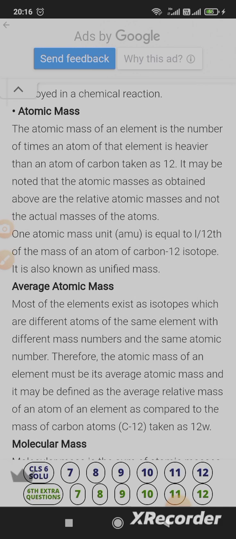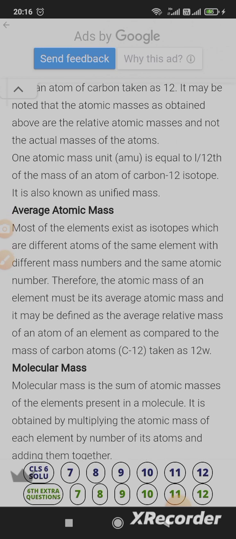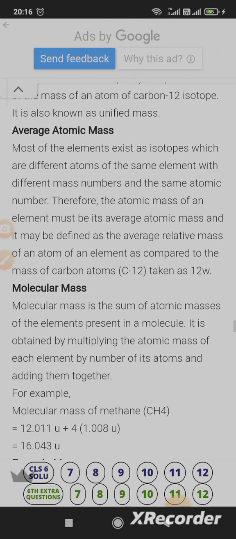Atomic mass of an element is the number of times an atom of that element is heavier than an atom of carbon, taken as 12. It may be noted that atomic masses as obtained above are relative atomic masses. One atomic mass unit is equal to 1/12 of the mass of an atom of the C-12 isotope. It is also known as unified mass. Average atomic mass.